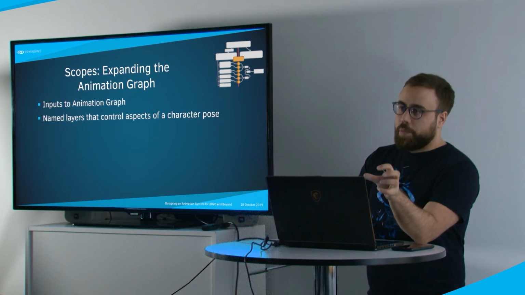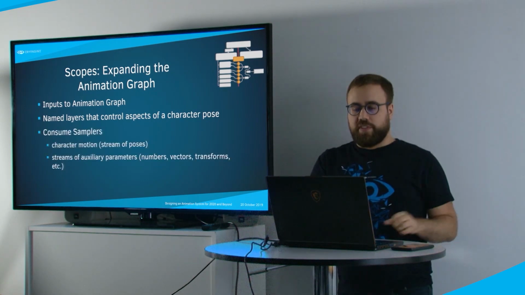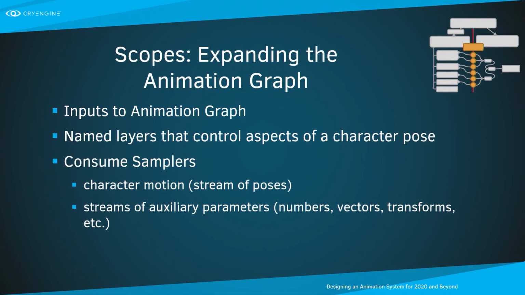So the scopes are what consumes the samplers of the playable system, and they can consume either motion, so character motion, streams of poses, or different types of parameters. The scope itself also handles simple blending between samplers, so not complex blending or transitions, but it will do linear blends between the samplers as you switch between them.